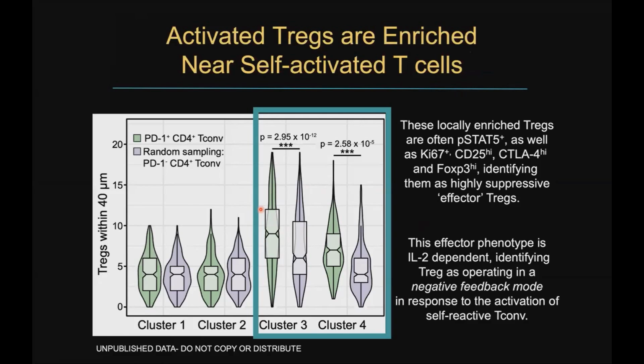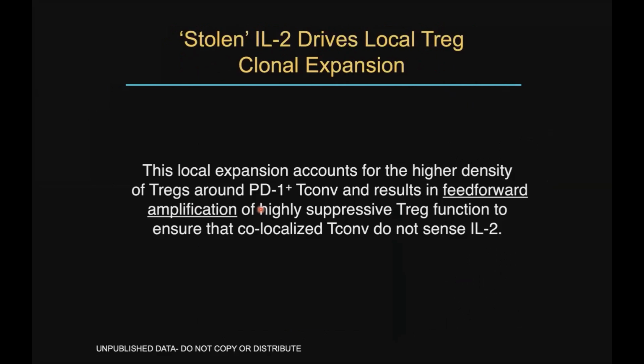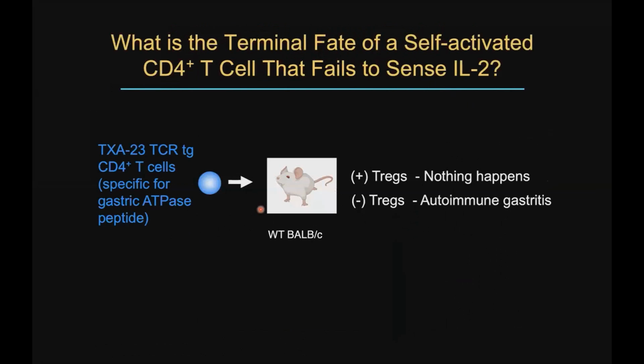And development of this effector phenotype and their presence in the microdomains requires IL-2 from the conventional cells. So these Tregs are not operating in a prospective manner. They're operating in a negative feedback mode to constrain immunity. And those microdomains are generated by local proliferation of the Tregs. So there's also feed-forward amplification that helps ensure that you are constraining these autoreactive cells.